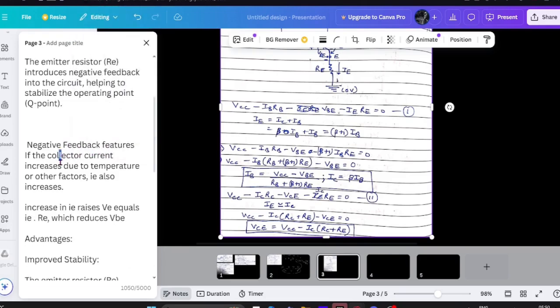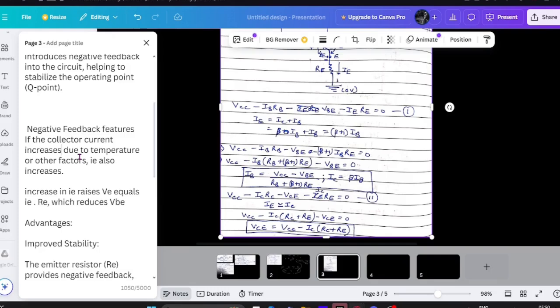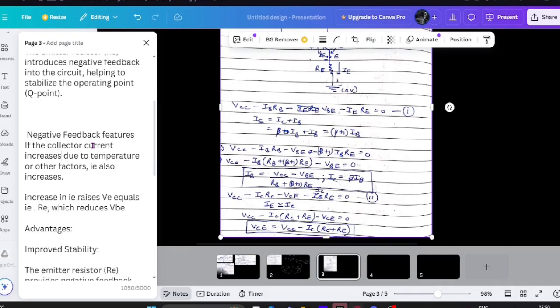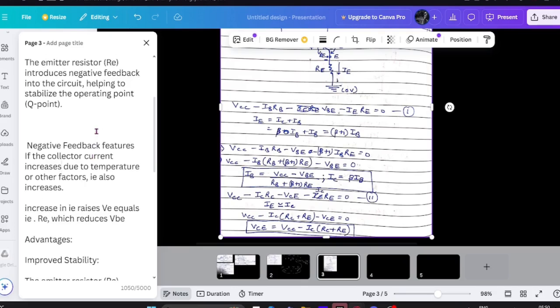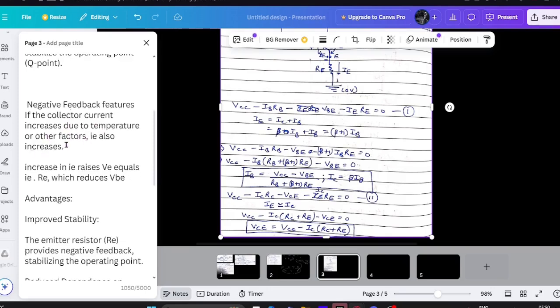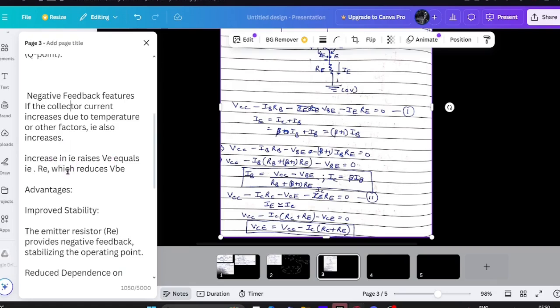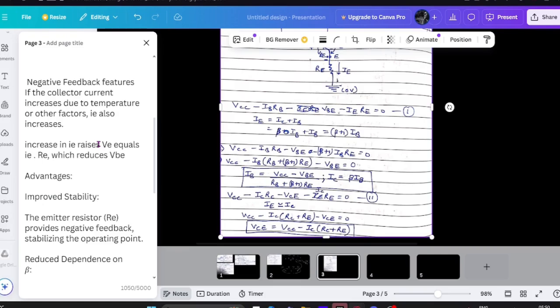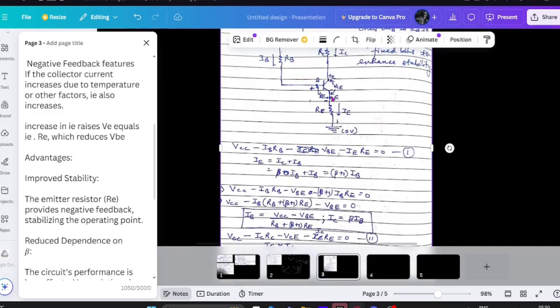This negative feedback features include that if the collector current increases due to any such change in variables, such as the temperature variable, which we treaded upon in the previous part of this video, that is in base biasing, how the temperature variation and the variation in beta was one of the very disadvantages of the base bias, if we recall. So that very fact has been stated here, that if the collector current increases due to temperature or any other factor, IE also increases, which in turn increases the VE, since VE is directly proportional to IE, and VE equals IE dot RE, which in turn reduces the VBE here.